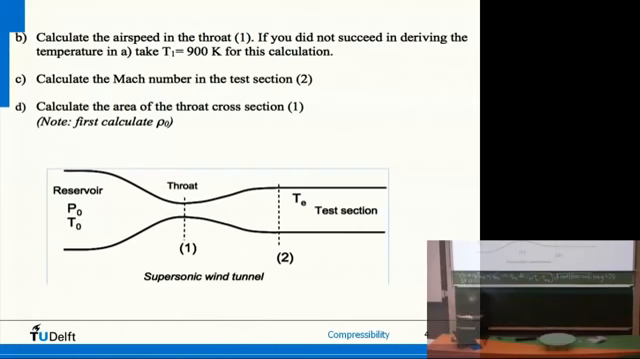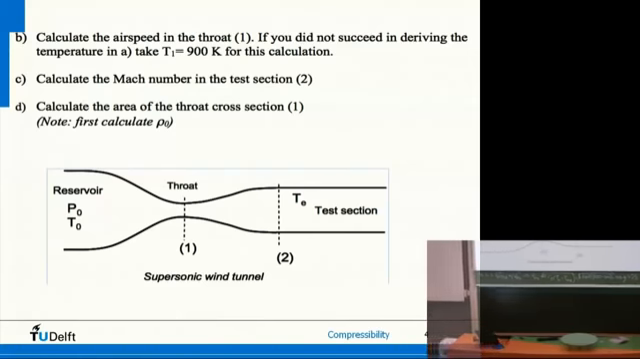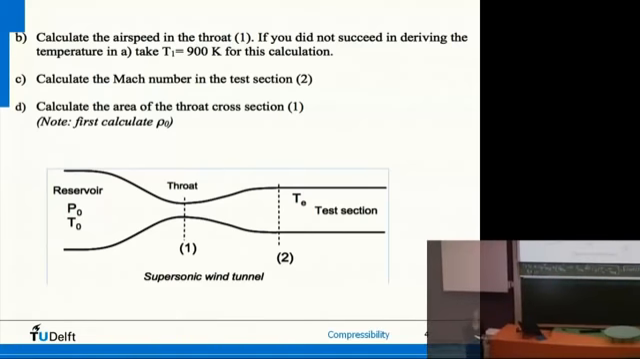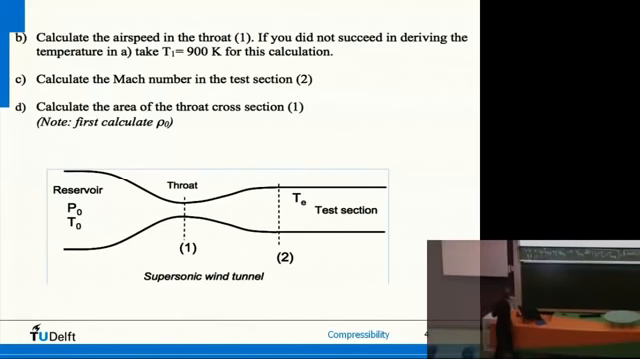The area of the throat of the cross section. Any ideas? Rho AV. We can use that one. And what is it equal to? To rho AV. Mass flow, perfect. So indeed, rho AV is constant. Good point, because this is the only equation we have the area in, so it's a good starting point.